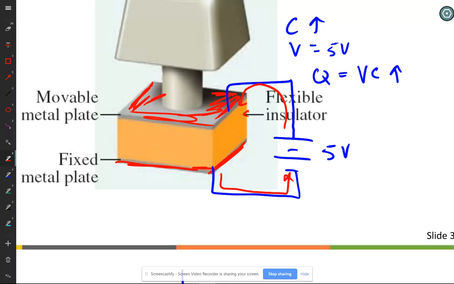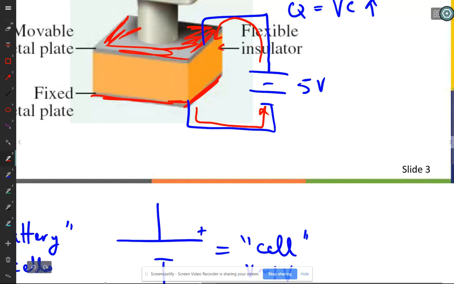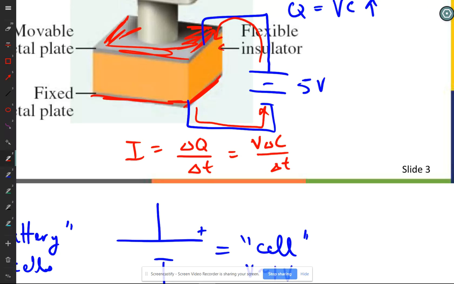Now, if I have a charge flow, that means I'm going to have a current. And so you're going to have the current, well, I'm just going to put V delta C over delta T. And so that current is going to have a value that depends on how much the capacitance changed and how quickly you press the key.